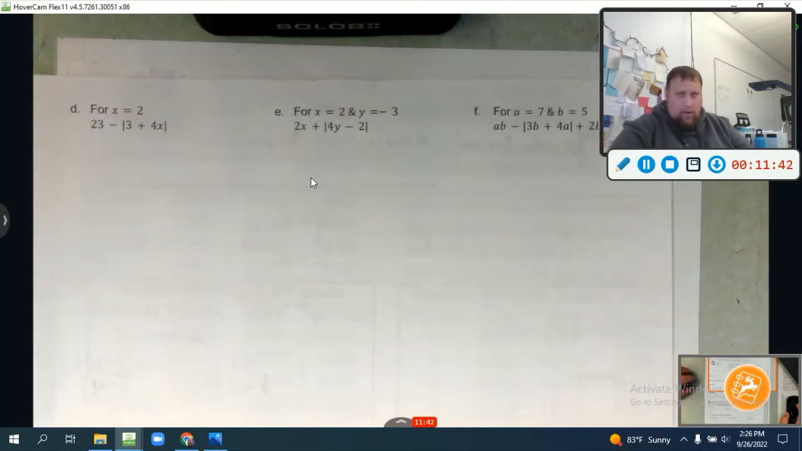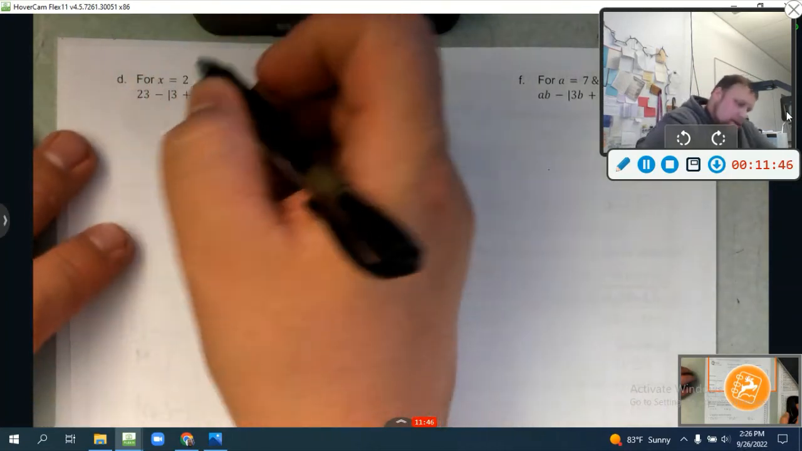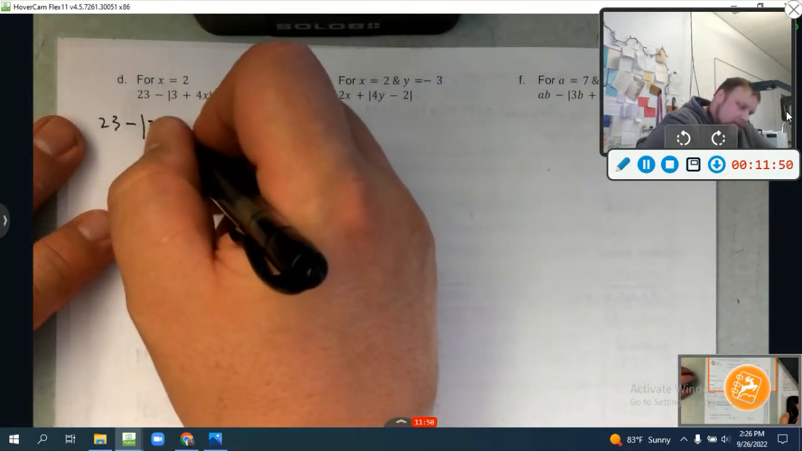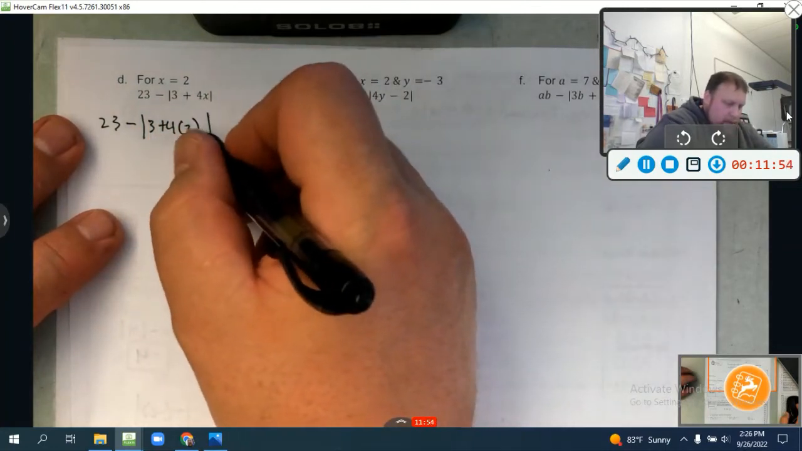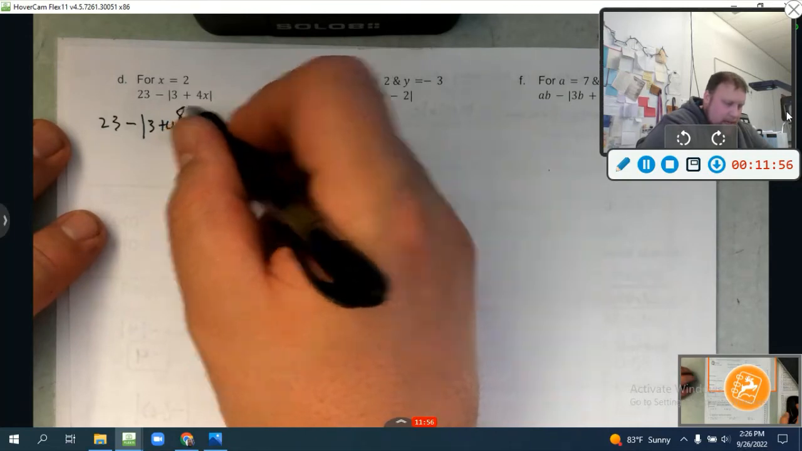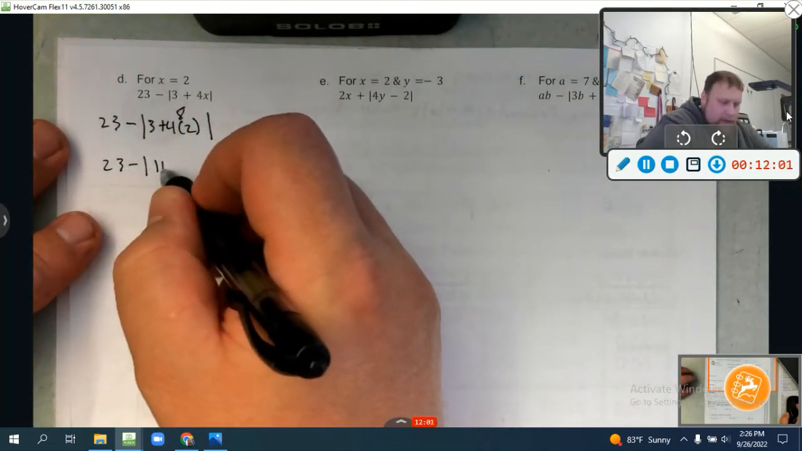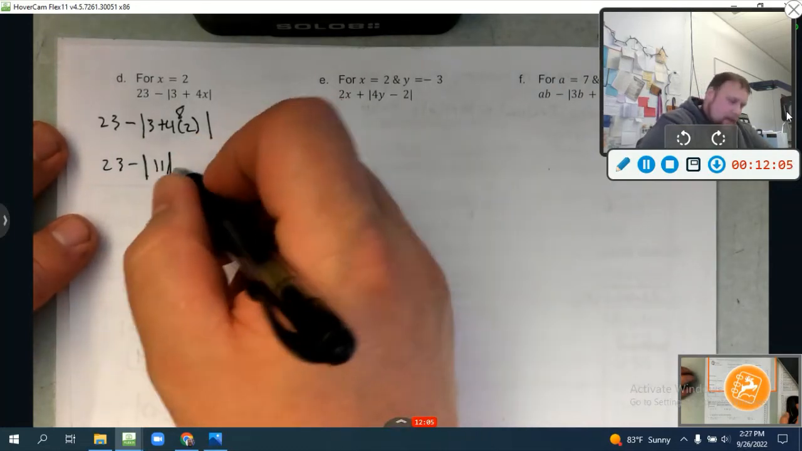Okay? So for D, I've got 23 minus absolute value of 3 plus 4 times parentheses. So I'm going to plug in a 2. That's 8. 3 plus 8 is 11. So I get 23 minus the absolute value of 11. Again, make those absolute value signs big so we don't mistake it. And that's going to be 23 minus 11, which equals 12. Boom.